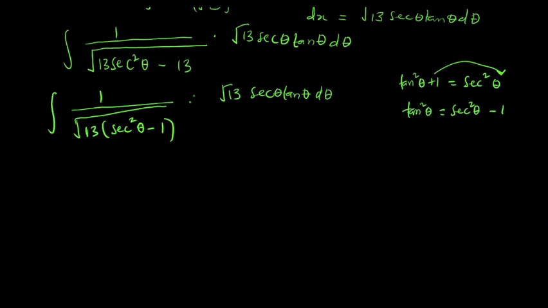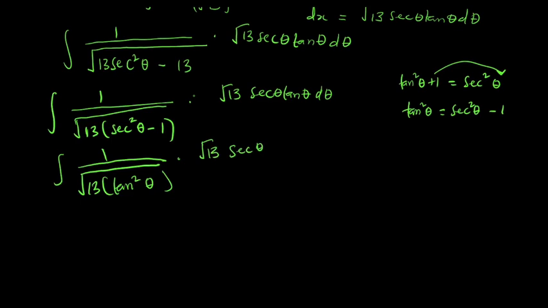So I can now replace sec squared theta minus 1 with tan squared theta. So I have tan squared theta here, then multiply by square root of 13 sec theta tan theta d theta, right?